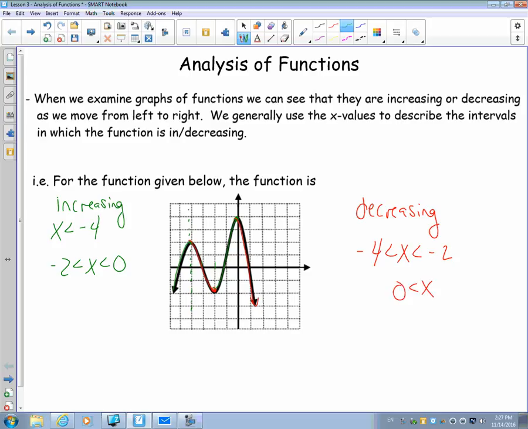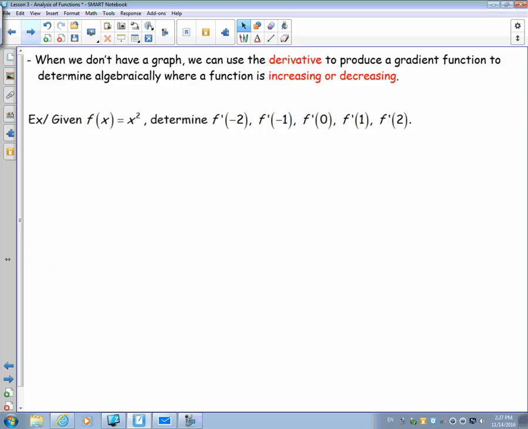Now that's pretty easy to do when we have a picture, right? Just work left to right. Is it going up or down? The challenge is, what if we want to do this without the picture? Well, the nice thing is that calculus allows us to do this. We can figure out our gradient function, our derivative, and by using the derivative, we can actually figure out if a function is increasing or decreasing.